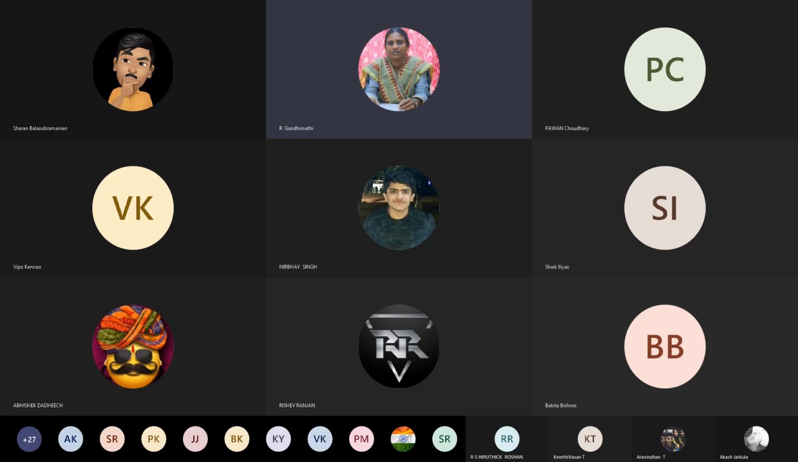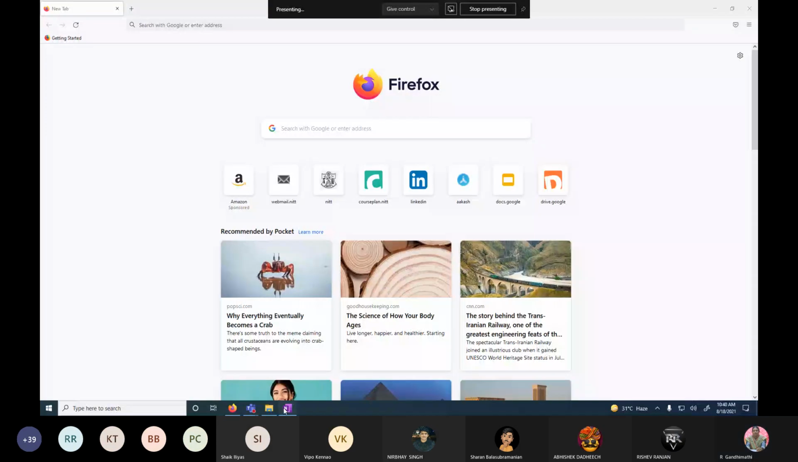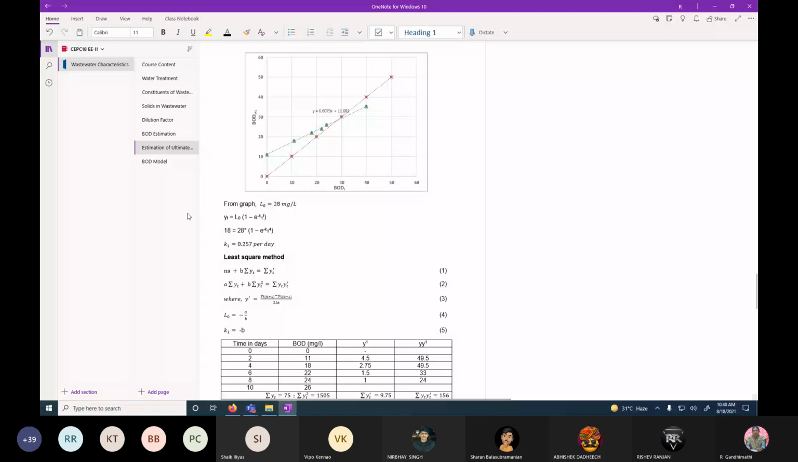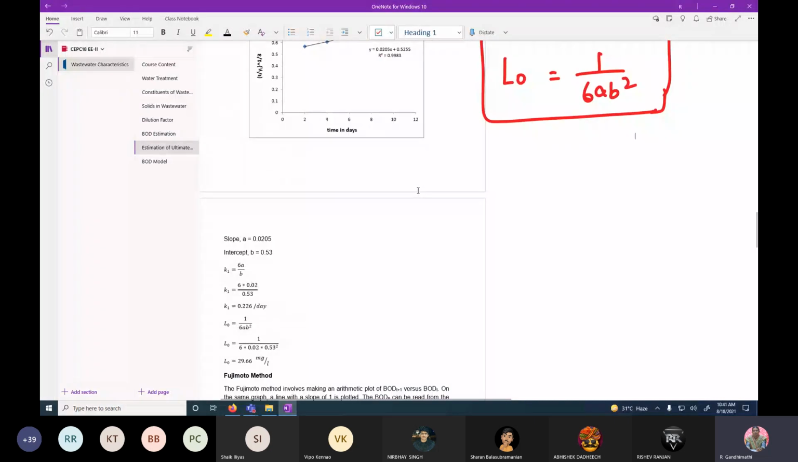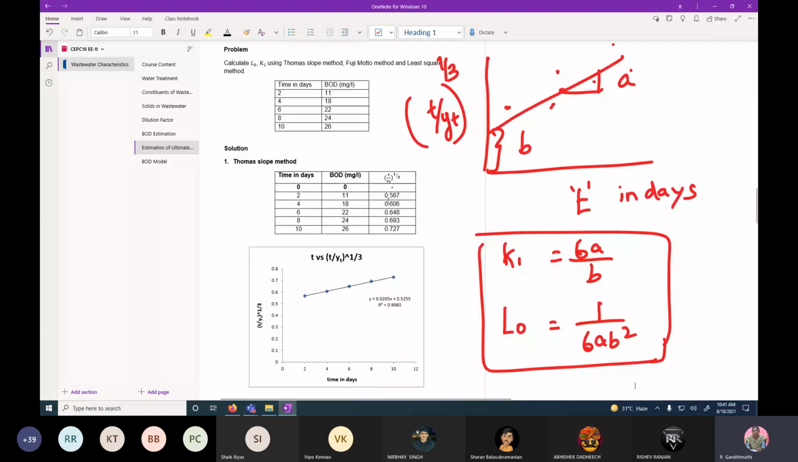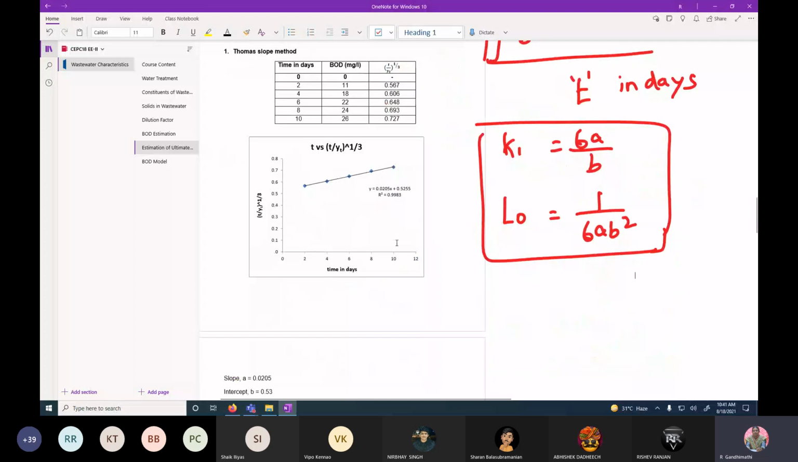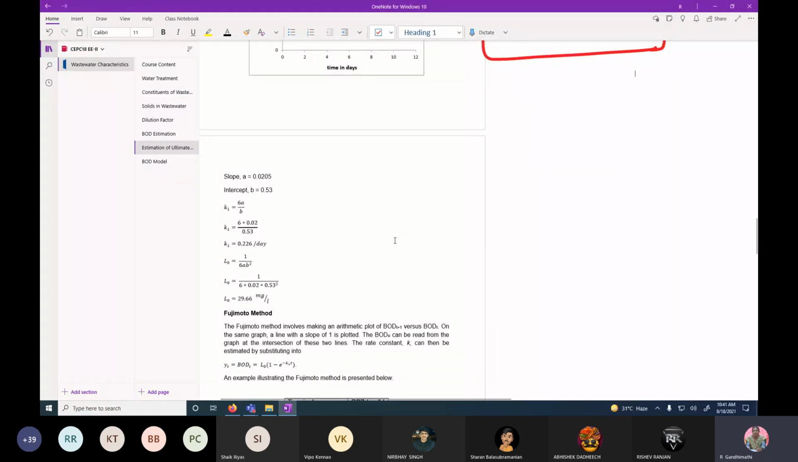Then I will move to the next method. I will share my screen. Is it visible? Yes, ma'am. What things have we discussed? Here I have also used the Excel spreadsheet application for calculating the slope as well as the intercept. Then K1 is 0.23 per day at 20 degrees temperature, and L0 is 29.66 milligram per liter.